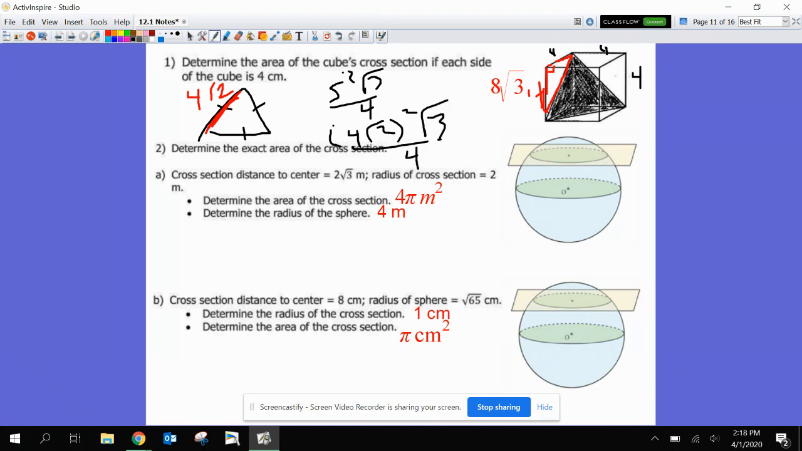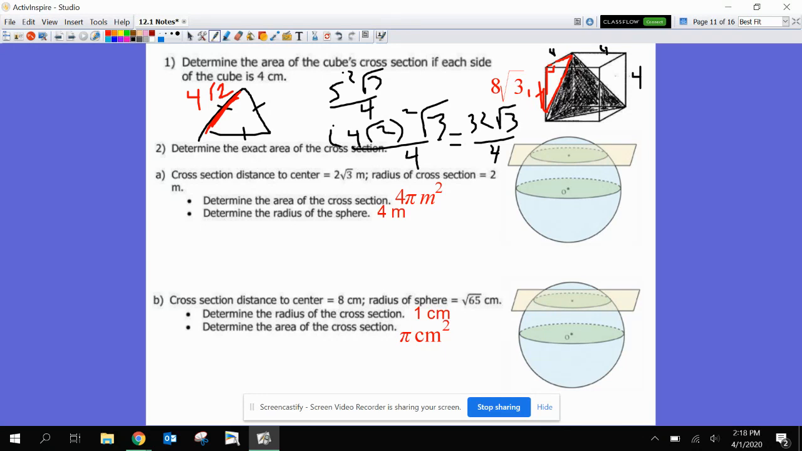All right, so what we need to do is evaluate 4 root 2 squared. And so if you want to get your calculators, do this with me. 4 squared is 16. 16 times 2 is 32. And so that means this is going to be 32 times the square root of 3 over 4. And if we simplify the fraction, that's going to give us our 8 root 3 square centimeters.